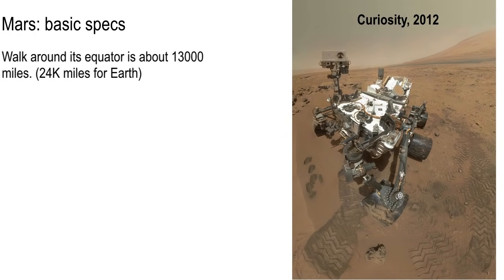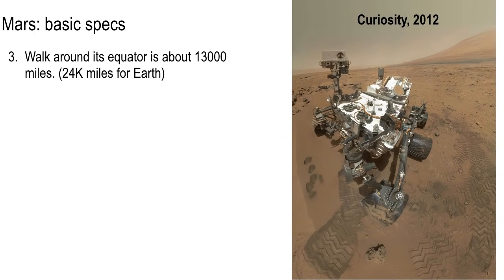Some more basic specs. To walk around the equator is a lot easier. It's smaller than Earth. It's about 13,000 miles. Earth is about 24,000 miles, so it's a little bit smaller. So we think about Earth as being the same size as Venus. Venus is close to the same size as Earth, but Mars is smaller.